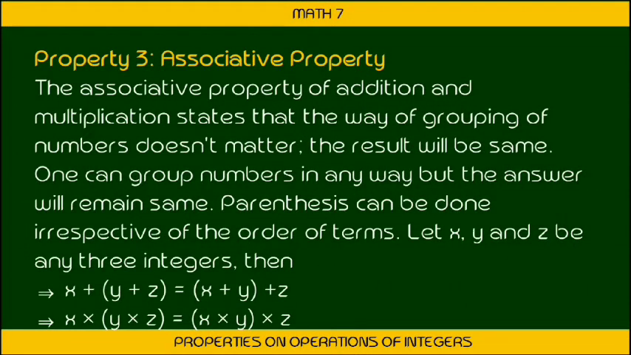Property 3. Associative property. The associative property of addition and multiplication states that the way of grouping numbers doesn't matter. The result will be the same. One can group numbers in any way, but the answer will remain the same. Parentheses can be done irrespective of the other terms. Let x, y, and z be any three integers. Then x plus, open parenthesis, y plus z, close parenthesis, is equal to, open parenthesis, x plus y, close parenthesis, plus z. Also the same as x times y times z and xy times z.